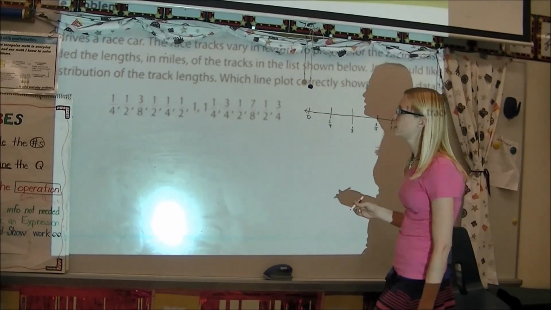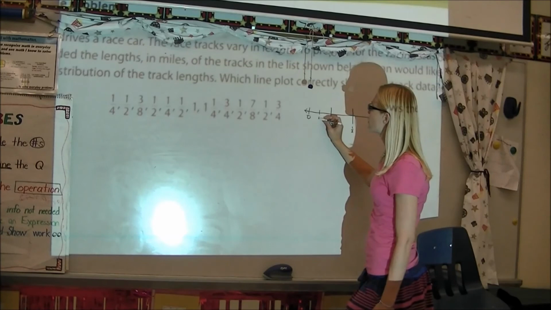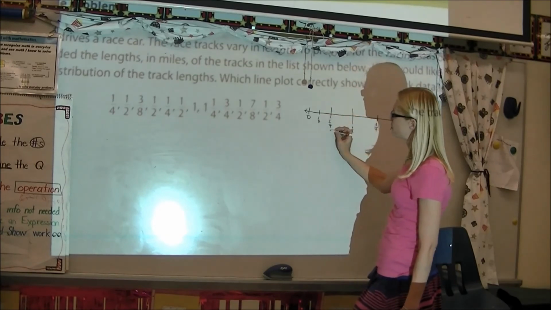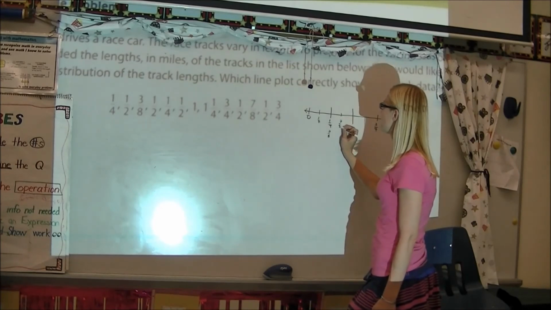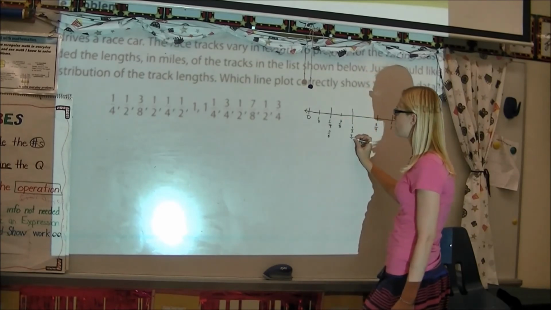Take each fourth and cut it into halves, and now I have 1/8. This would be equivalent to 2/8. There's my 3/8. This would be 4/8.